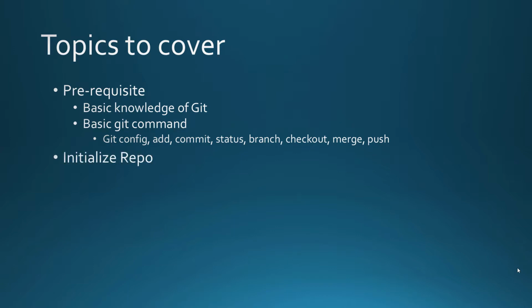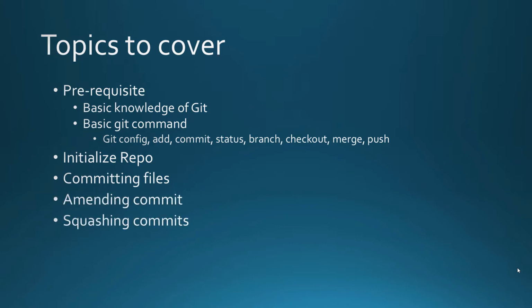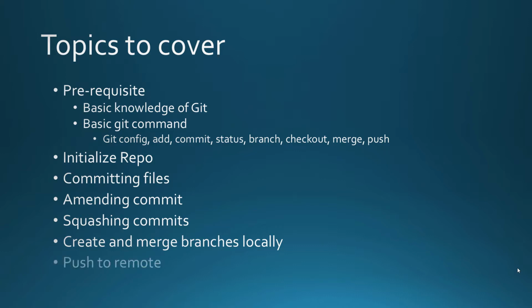So what we're going to do is initialize the repository. We're going to commit some files. We will amend some commits and squash commits. We will create and merge branches locally, and then we will push to the remote repository.